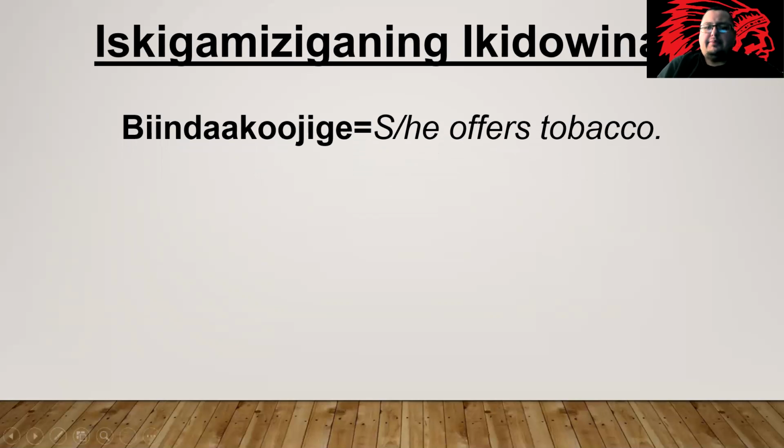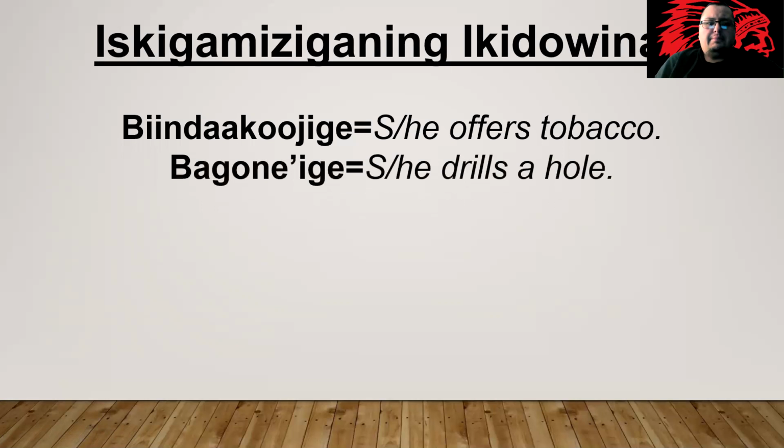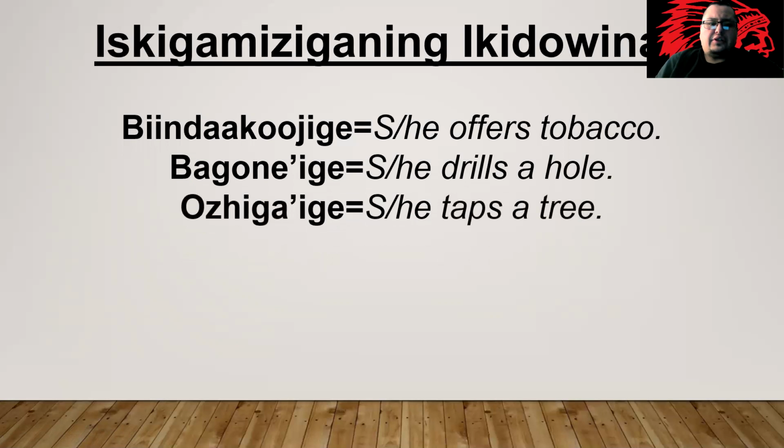So our first one is bin da kujige. Sure, he offers tobacco. Step number 1. Bagane ige. Sure, he drills a hole. Step number 2. After you offered your semaa, you can go ahead and drill a hole. Okay, after you drill a hole, ojiga ige. Sure, he taps a tree.